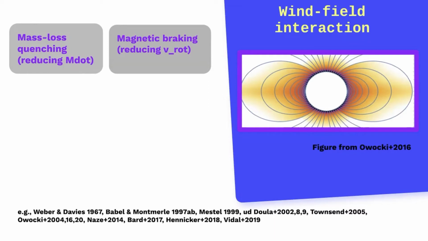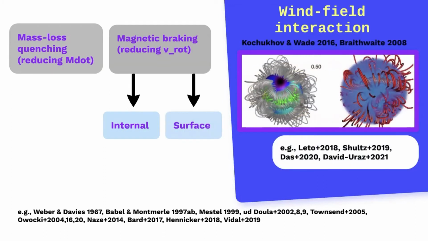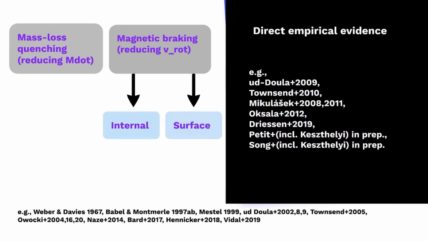However, the exact details of the spin down depend on the configuration of the magnetic field. If it is a dipole, we could expect that all layers of the star will spin down. This is not so trivial for more complex magnetic field geometries, which are now identified in a number of cases. Here, the ZDI map and MHD simulation show that the strong magnetic flux may only affect some parts of the envelope, but perhaps not the stellar core. Thus, we should expect that magnetic braking only concerns the surface layers of the star. Finally, let me mention that both mechanisms, mass loss quenching and magnetic braking, are directly evidenced by observations.